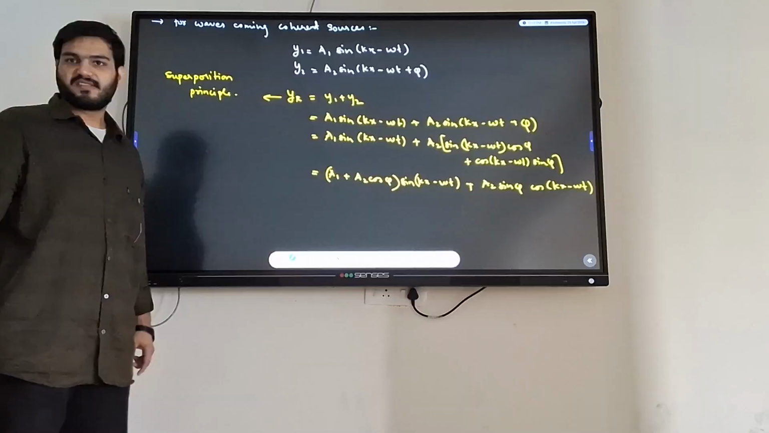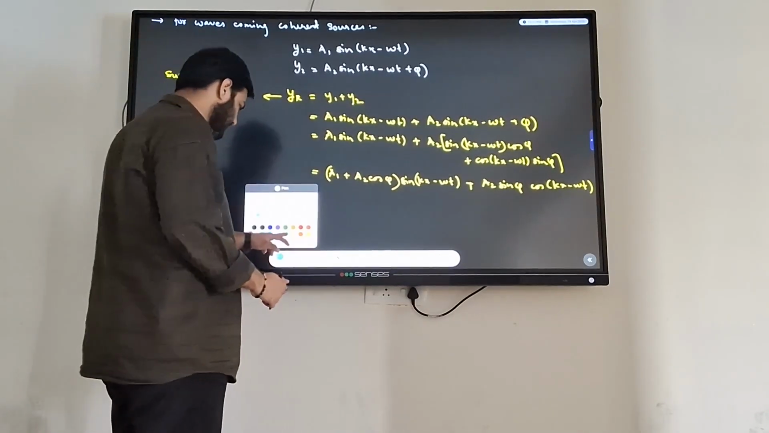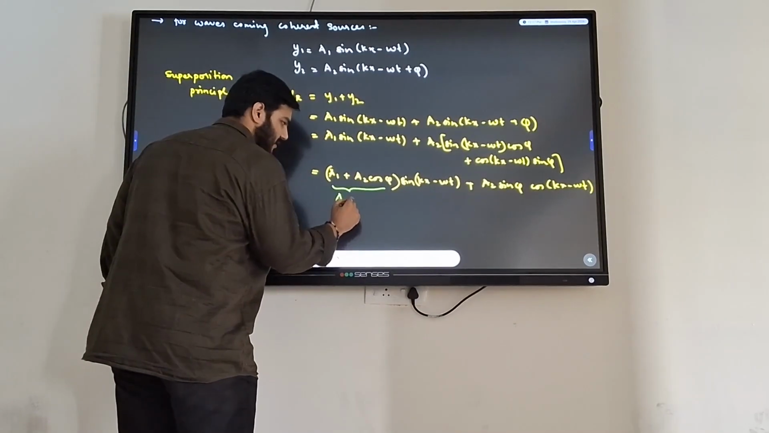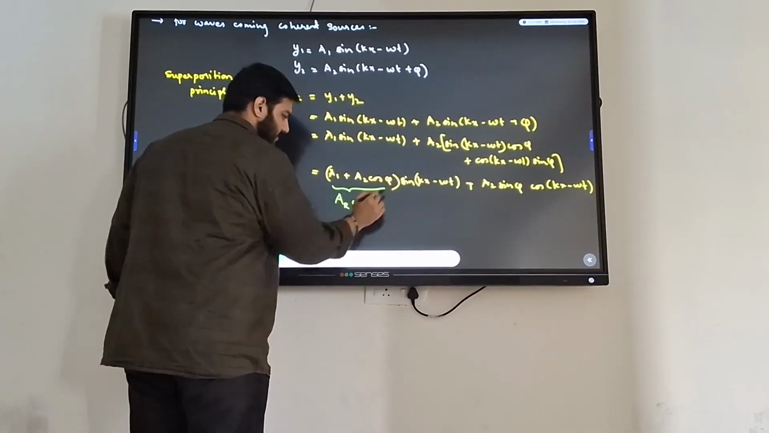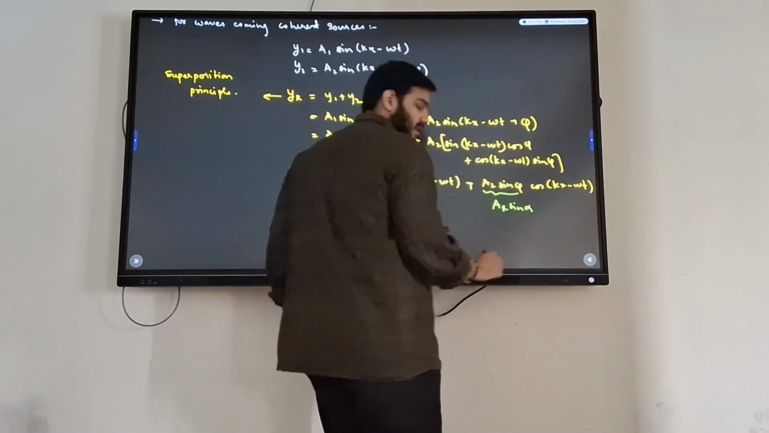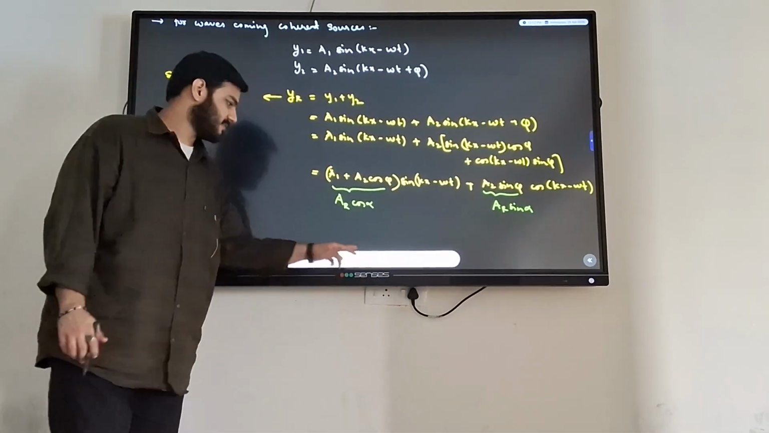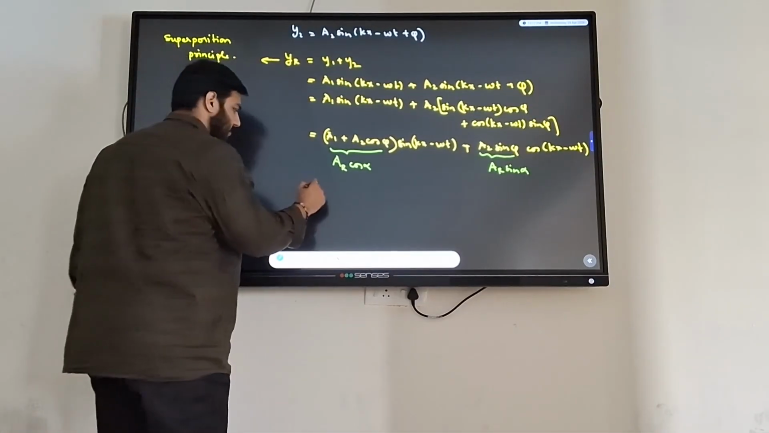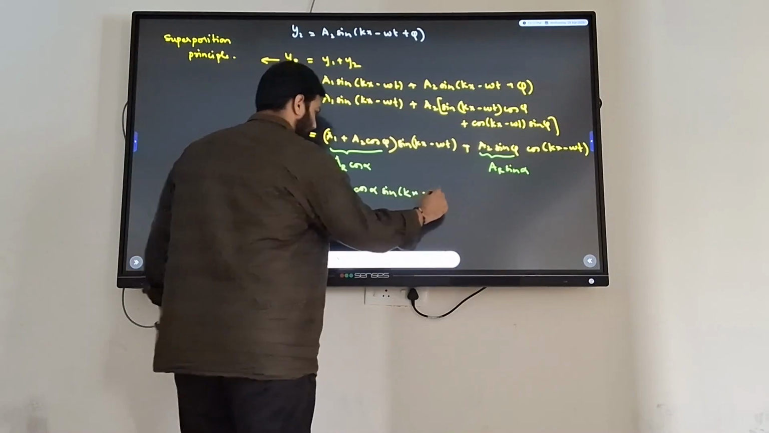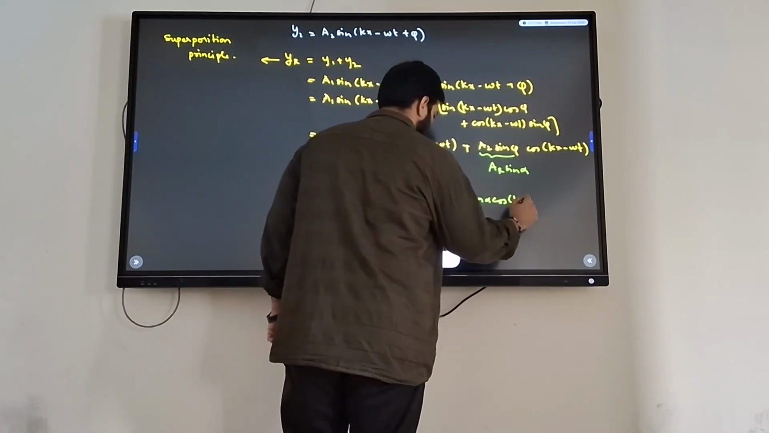Let me do some parameterization and assume some things. I will assume that this term can be taken as AR cos α, and this can be written as AR sin α. I'm taking that right now. If I do take that, what will be the result? Let me take AR common, and then we have cos α sin(kx − ωt) plus sin α cos(kx − ωt).